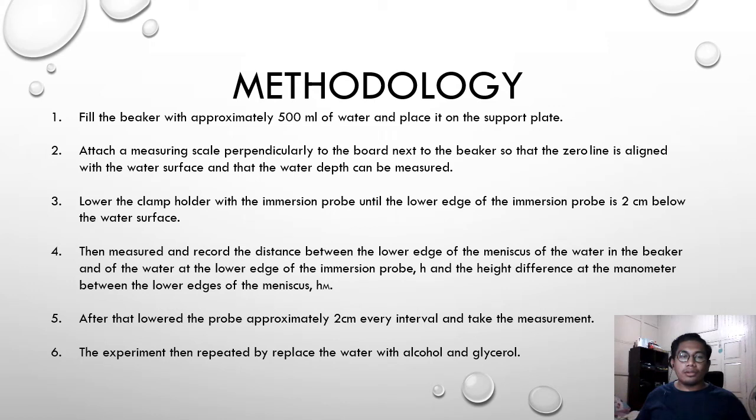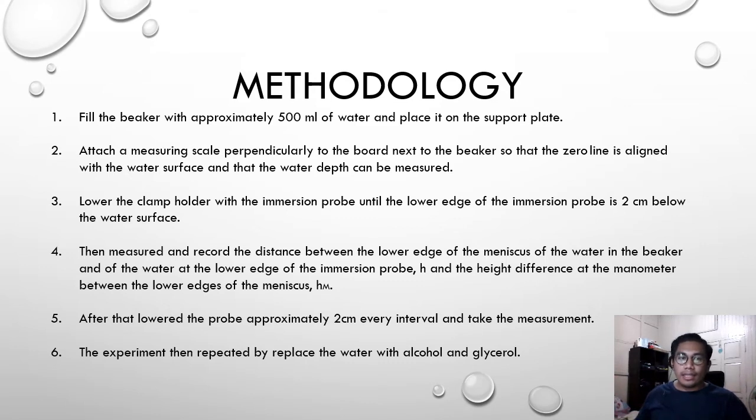Next, the methodology of the experiment. The first step is to fill the beaker with approximately 500 ml of water and place it on the support plate. Then attach the measuring scale perpendicularly to the board next to the beaker so that the zero line is aligned with the water surface and the water depth can be measured.